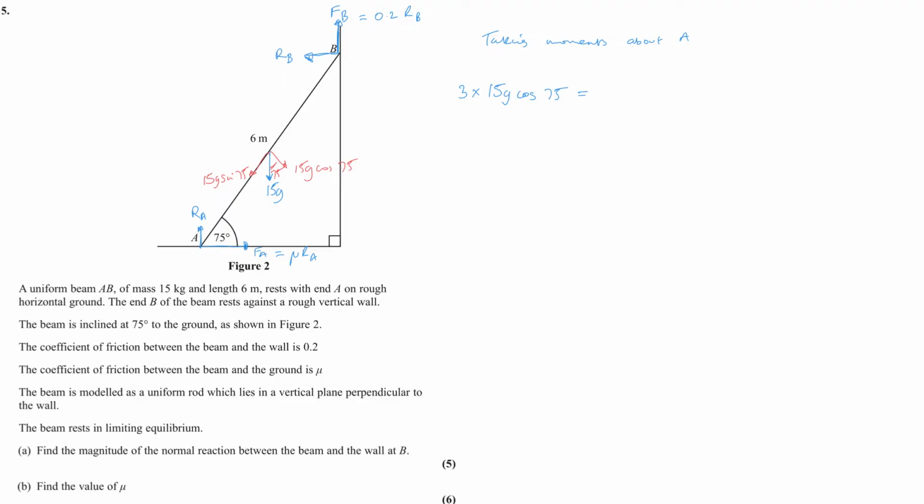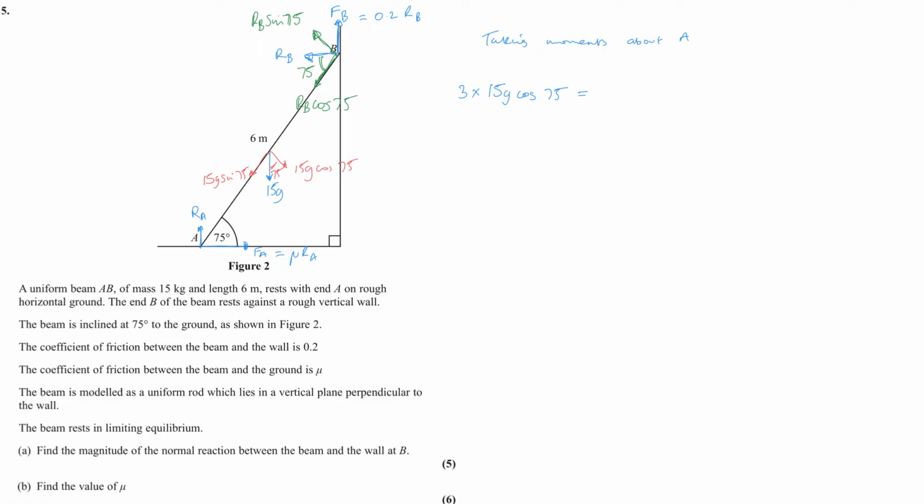So first we'll deal with the RB. So RB is going to go in this direction and down in this direction. So this angle here is 75 because of the Z angle. So this is RB cos 75, RB sine 75.